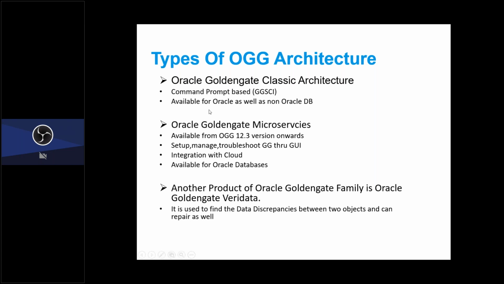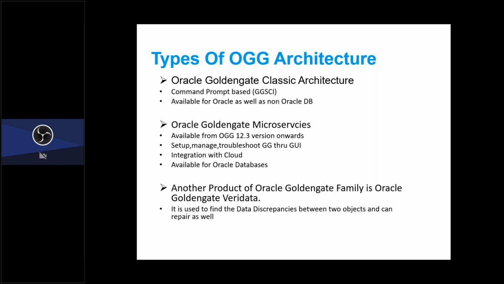Now the classic architecture, as I mentioned, is still available for Oracle as well as non-Oracle databases. Now let me tell you one more update from Oracle. From Goldengate 21c onwards, classic architecture is going to be deprecated. Guys, I'm saying deprecated, not desupported. That is the major confusion people have. So classic architecture will still be there, but they are not going to release any new feature for classic architecture going forward.